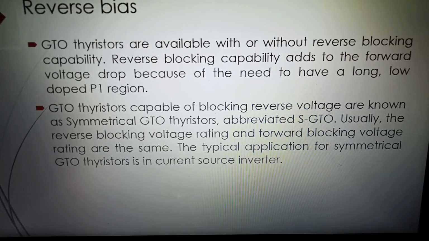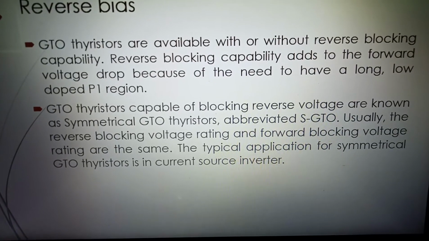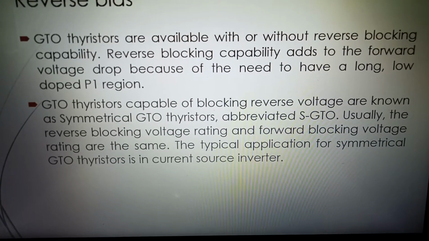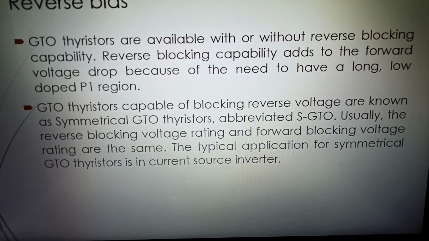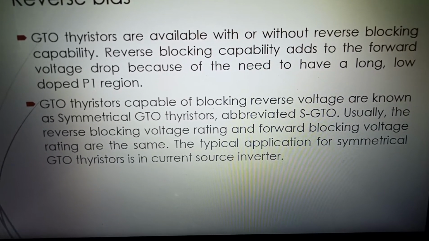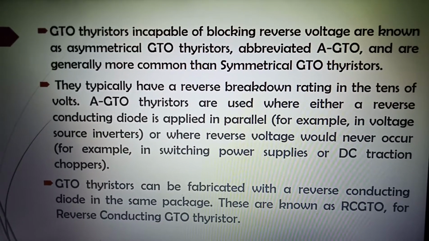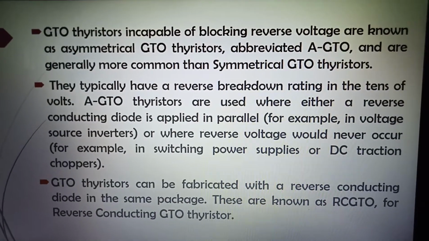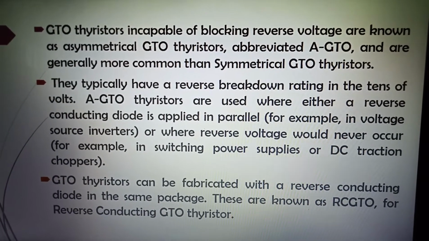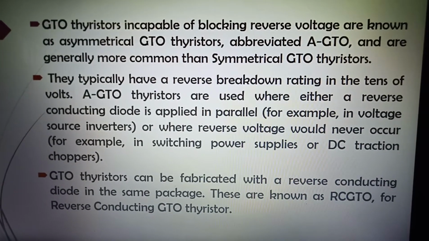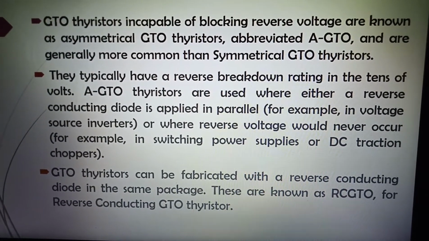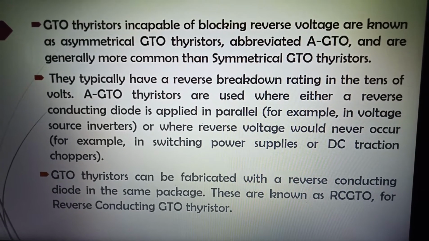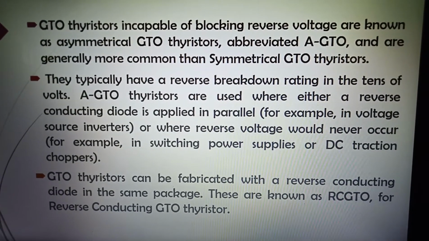Usually the reverse blocking voltage rating and forward blocking voltage rating are the same. The typical application for a symmetrical GTO thyristor is in current source inverters. GTO thyristors incapable of blocking reverse voltage are known as asymmetrical GTO thyristors, abbreviated AGTO, and are generally more common than symmetrical GTO thyristors. They typically have a reverse breakdown rating in the tens of volts.